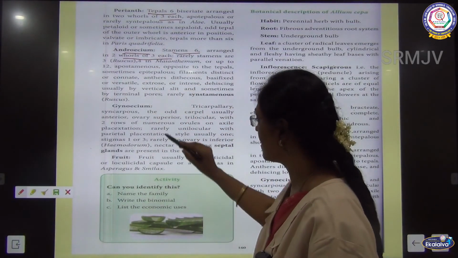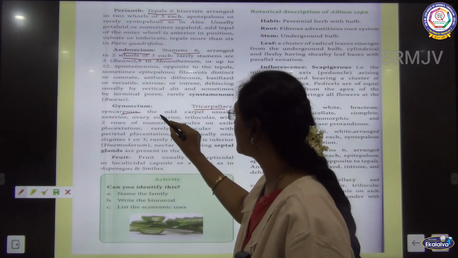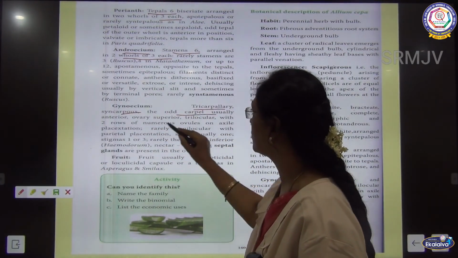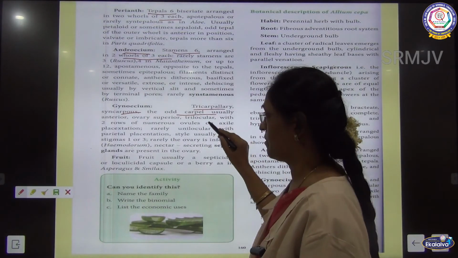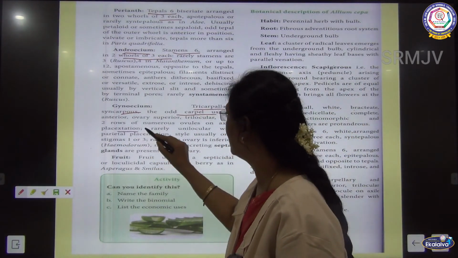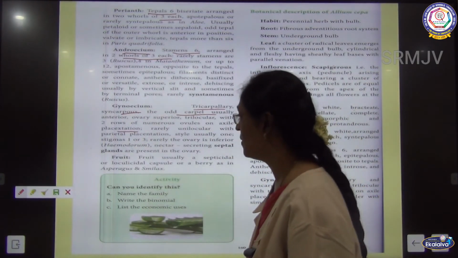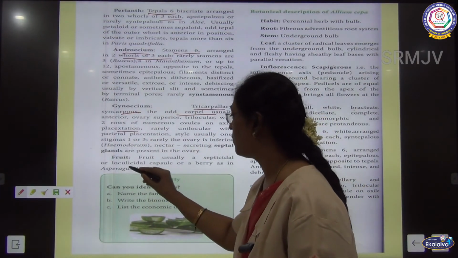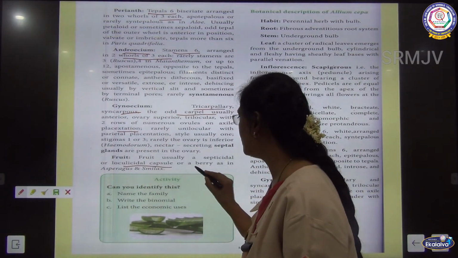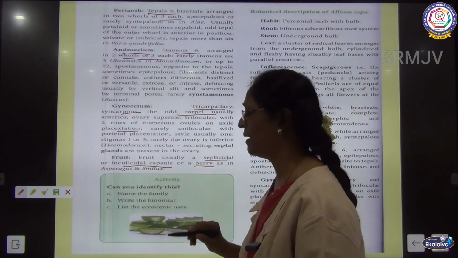They have given some examples here. Gynoecium is tricarpellary, syncarpous, and the odd carpel usually will be anterior, trilocular, with numerous ovules on axile placentation, and sometimes you will find parietal placentation also. And the fruit is a loculicidal capsule, septicidal, or it may be a berry.